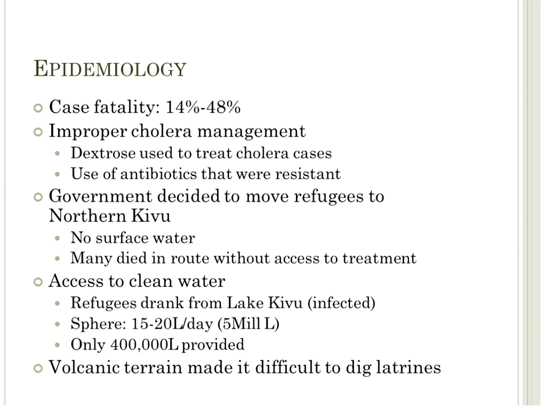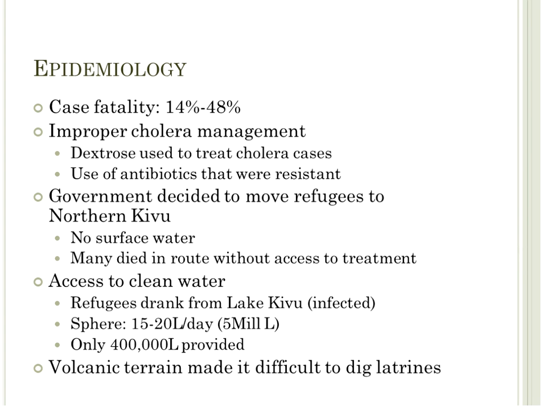In addition, looking at other factors, the government decided to move refugees to a different region in northern Kivu where there was no surface water available, and unfortunately, this was after the epidemic had started, and many actually died en route without having access to treatment. They were walking, they had diarrhea, and they died en route, which is extremely unfortunate. Access to clean water was another factor. Refugees drank from Lake Kivu, and Lake Kivu had been infected with cholera at the time.